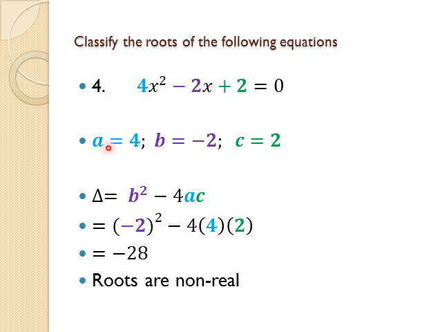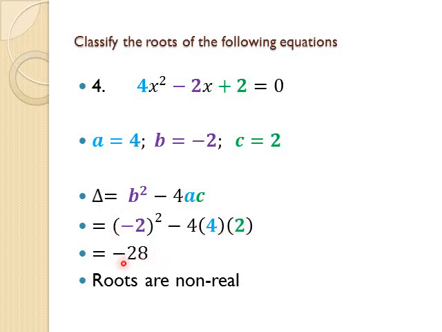Alright, so there, a equals 4, b is negative 2, c is plus 2. b squared, so negative 2 squared, minus 4, a being 4, and c being 2. So negative 2 squared gives me positive 4. Remember, negative times negative is positive, 2 times 2, 4. Negative 4 times 4 would give me negative 16, times 2 would give me negative 32. So negative 32 plus 4 gives me negative 28.